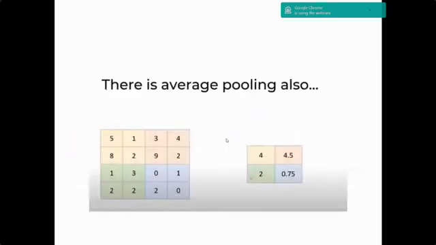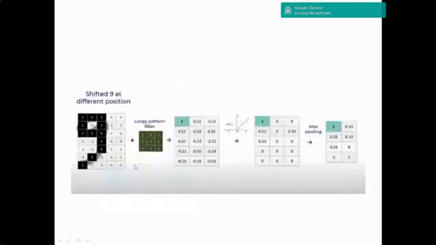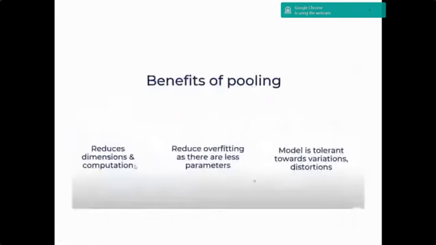Sometimes they also use average pooling. What is average pooling? Suppose 5 plus 1 plus 2 plus 8, divided by 4. That is also average pooling. In this case it is 16 by 4, which is 4, like this. So we use either max pooling or average pooling. So this is what we do.